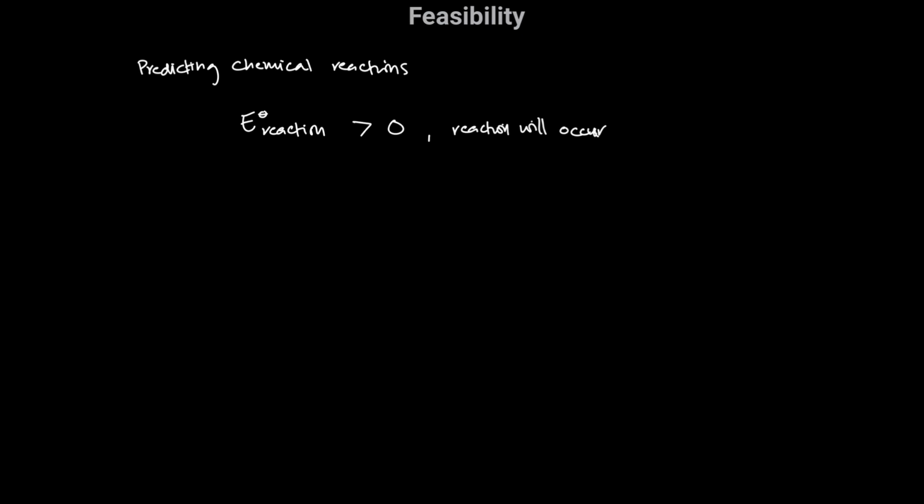On the other hand, if the potential calculated for a reaction is less than 0, then we can say that the reaction will not occur. This is not exactly true. It's actually to do with feasibility. The more positive the potential for a reaction, the more feasible it is. The less positive or the more negative it is, the less feasible it is.